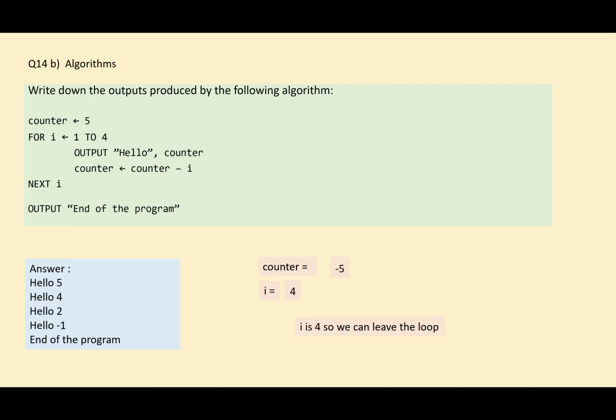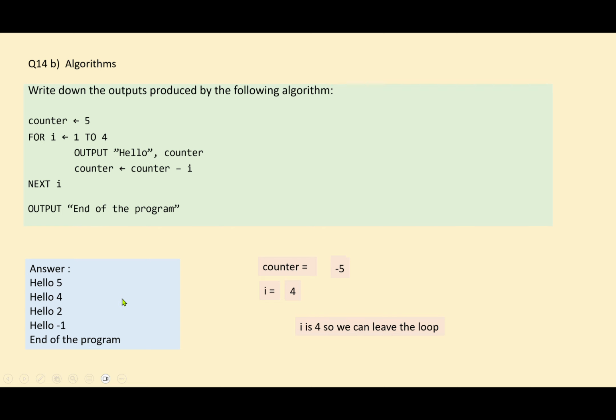A couple of points here. The first point is that obviously there's no marks for anything we've done here, so you may not even have worked out the counter was minus 5, because you'll have realized that once we output hello minus 1, the loop's going to stop, which is fine.